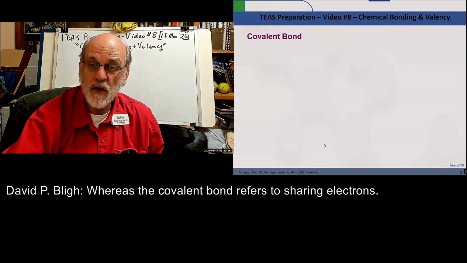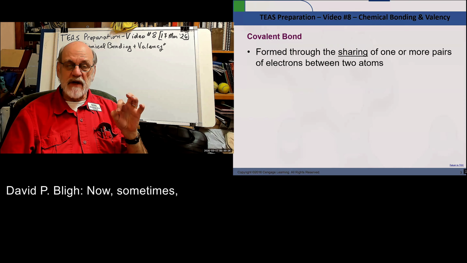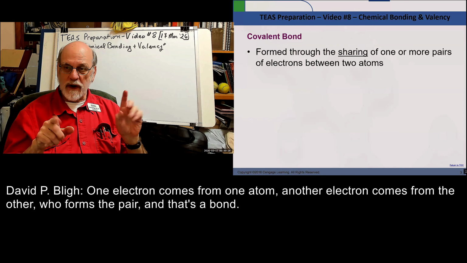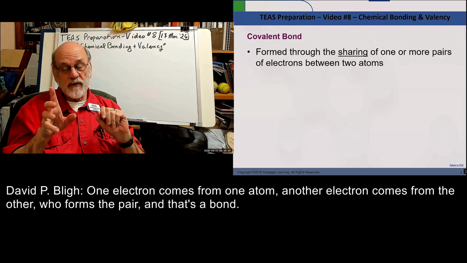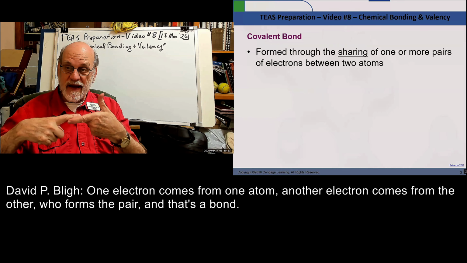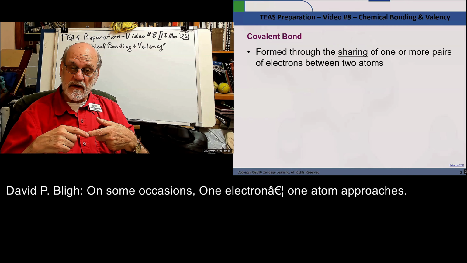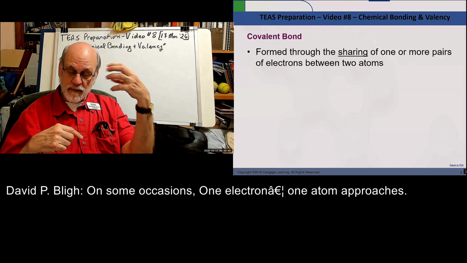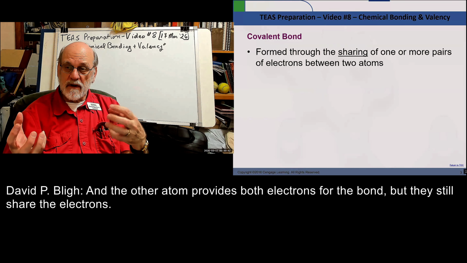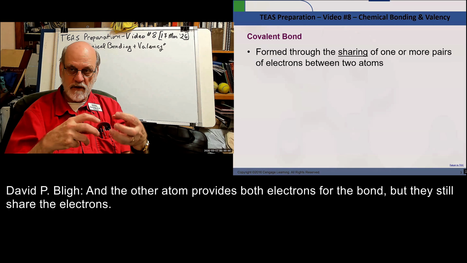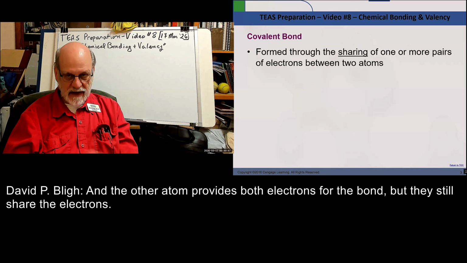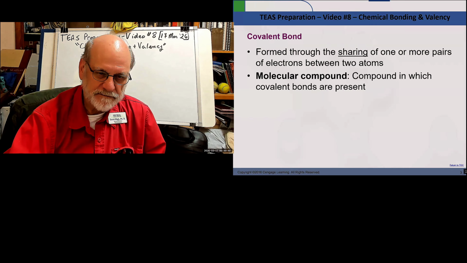Whereas the covalent bond refers to sharing electrons. And when atoms share electrons, they share them in pairs. Now, sometimes one electron comes from one atom, another electron comes from the other, which forms the pair, and that's a bond. On some occasions, one atom approaches, and the other atom provides both electrons for the bond, but they still share the electrons.